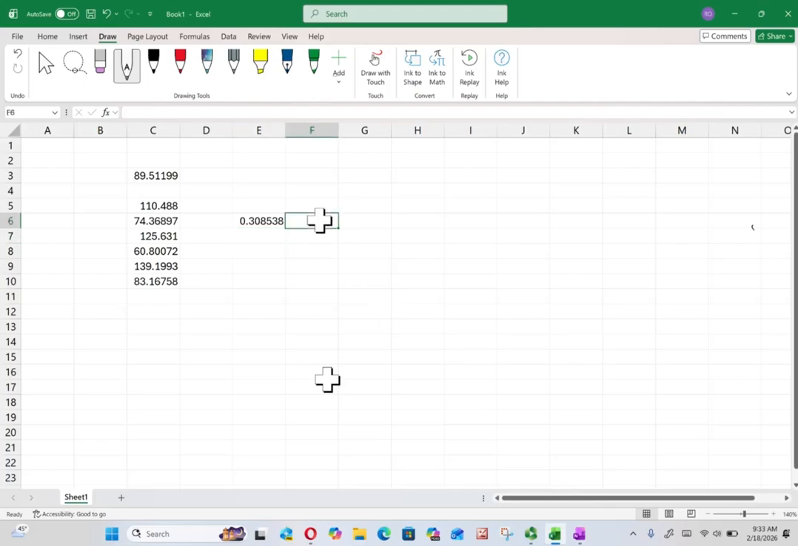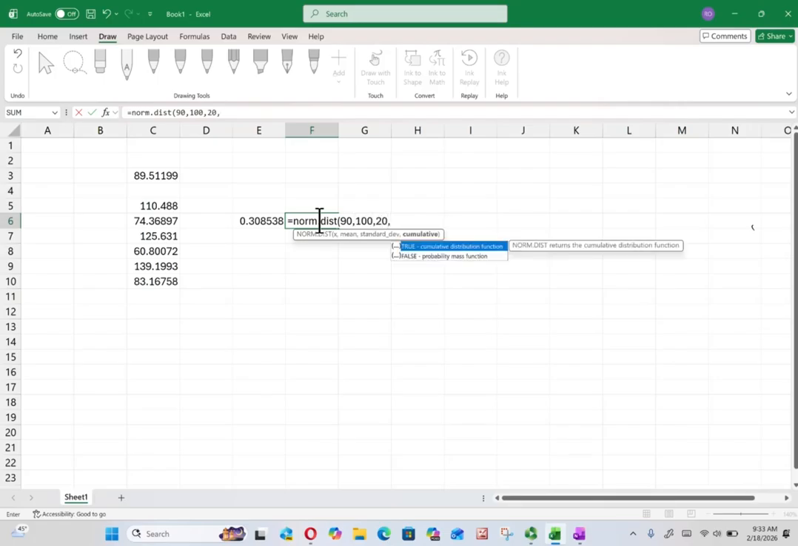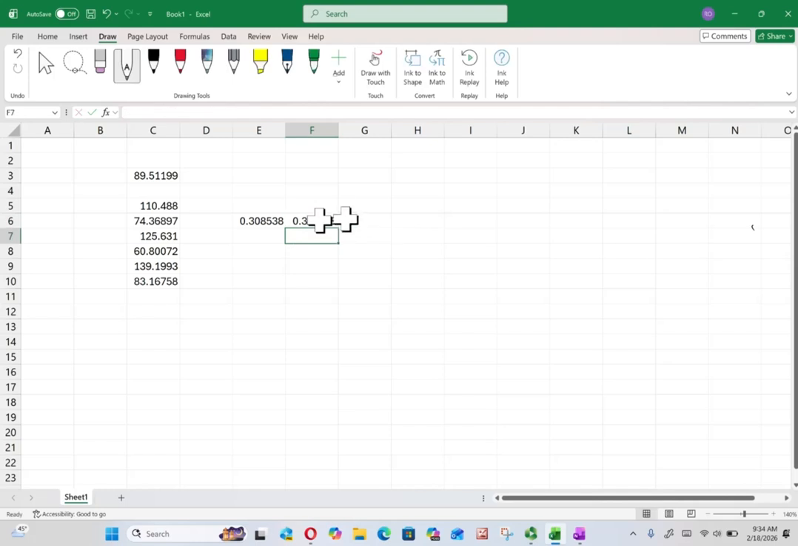If I go to NORM.DIST, (90, 100, 20, and cumulative, I get exactly the same answer. If I wanted to do this with standard normal, I just use that command, but I need the distance in standard deviations.